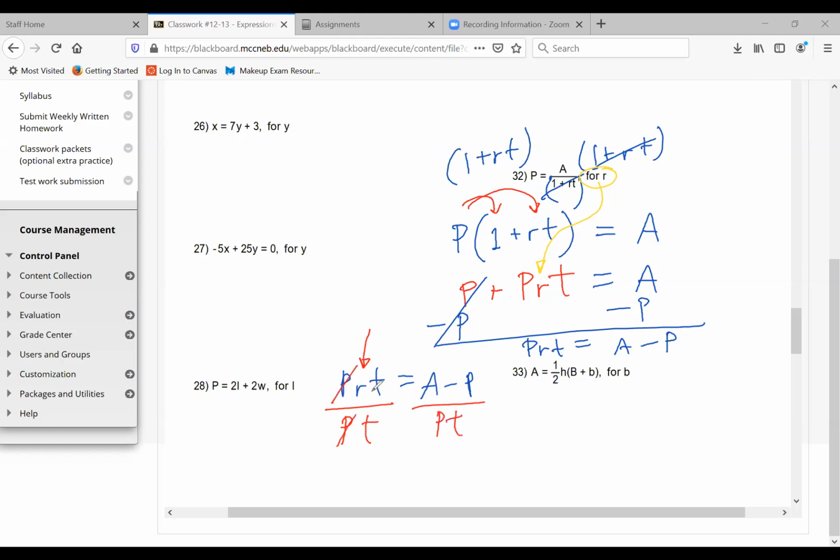The P cancels out and the T cancels out, all in one step. So our final answer is R equals A minus P in the numerator over PT in the denominator. Okay. Good. So this is a topic where there's a lot of different variation. Each problem is different, but you're solving for a particular variable. Whatever operation you do on one side, you do to the other side.